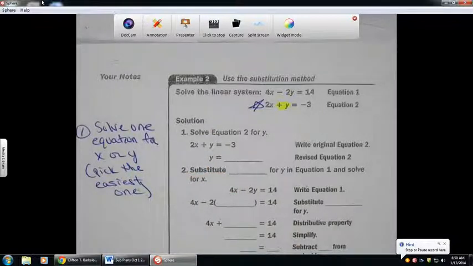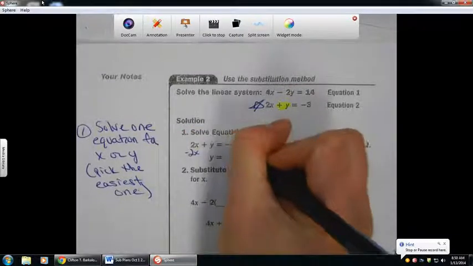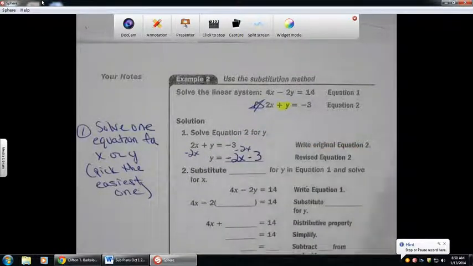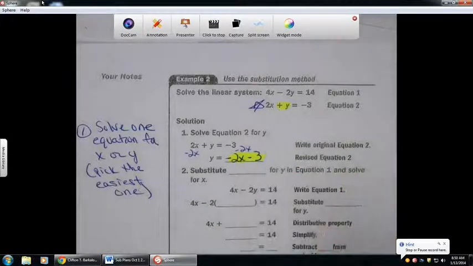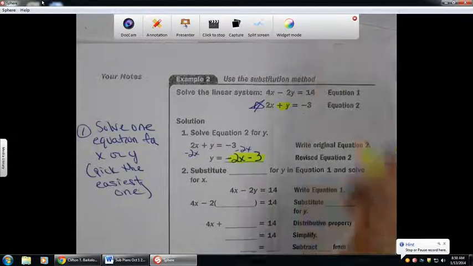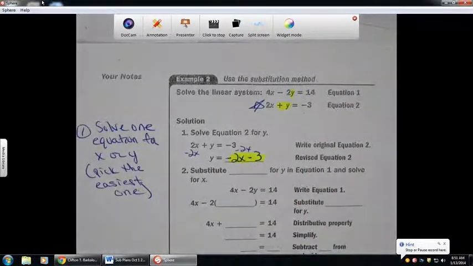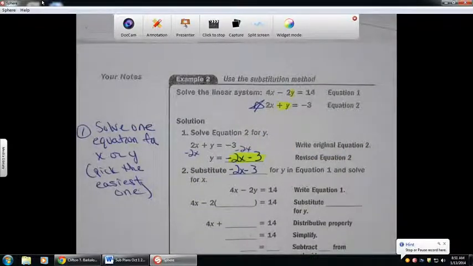Okay? The second one is the easier one to solve for. We solve for y by subtracting 2x from each side. And we have y equals -2x minus 3. So we're going to take that value for y, or the expression y equals -2x minus 3, and we are going to substitute it into the first equation for our y. Okay, so we're going to take it and substitute it in for y in the first equation. So we're substituting -2x minus 3 for y in equation 1.